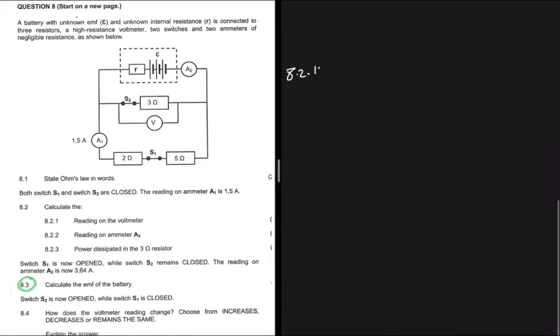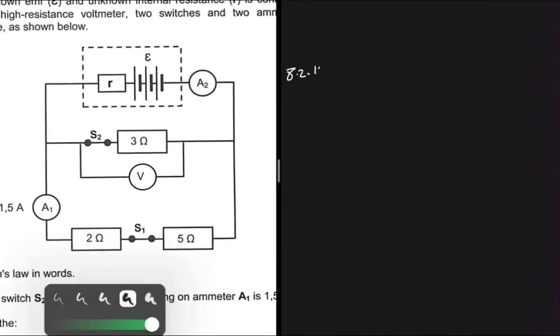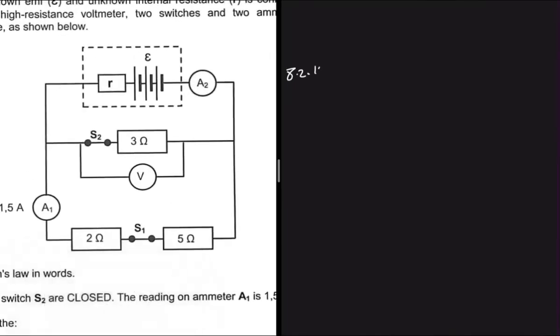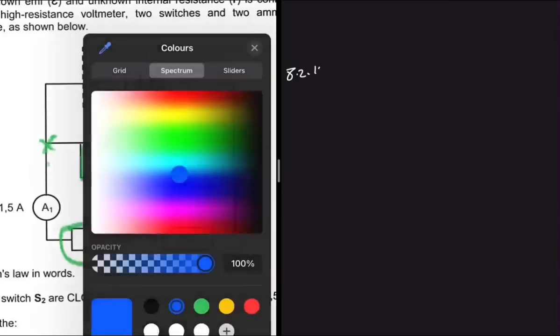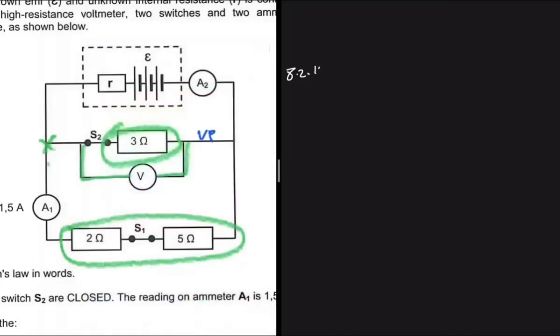8.2.1, we're looking for the reading on the voltmeter. So our voltmeter is connected across this 3 ohm resistor, right, as you can clearly see. So what you have to realize here is that the current splits at this point. So we have two parallel paths. These two resistors, the 2 and the 5, are parallel to the 3 ohm resistor. And then what do we know about resistors in parallel? We know that the voltage is the same, but the current is different, right?